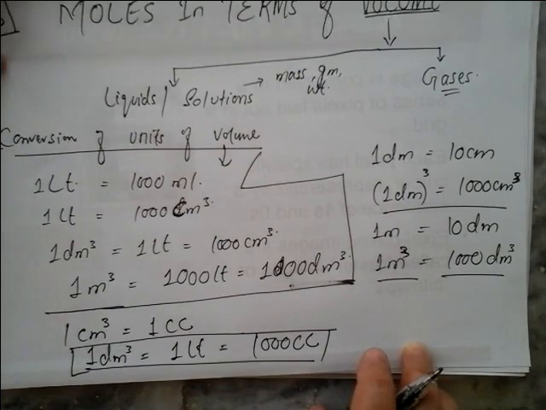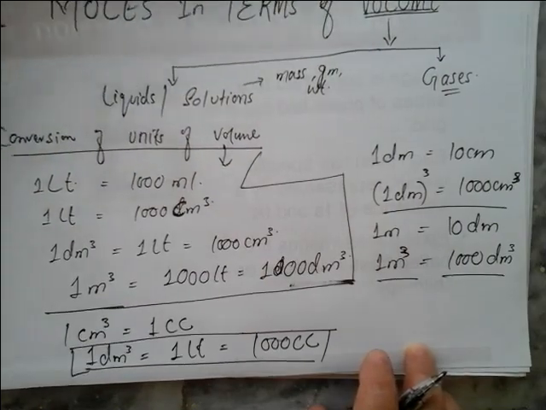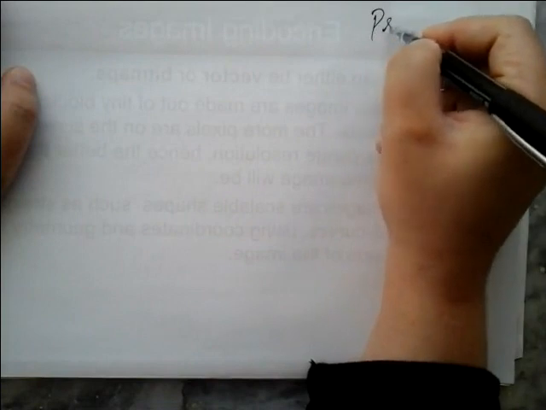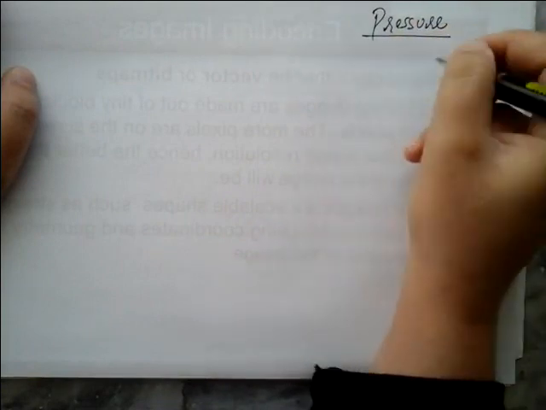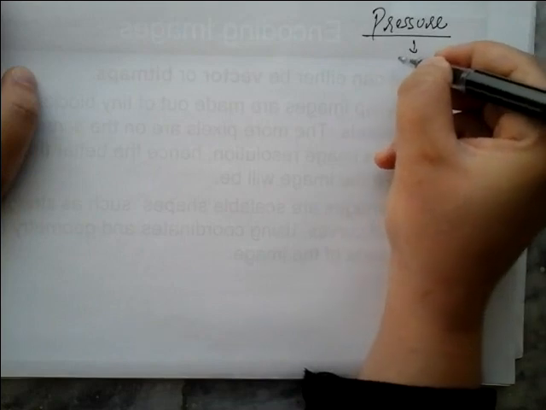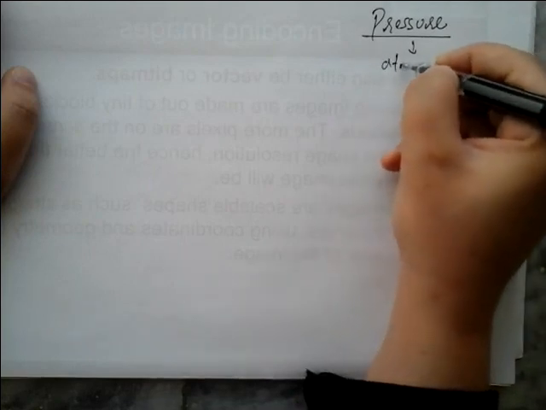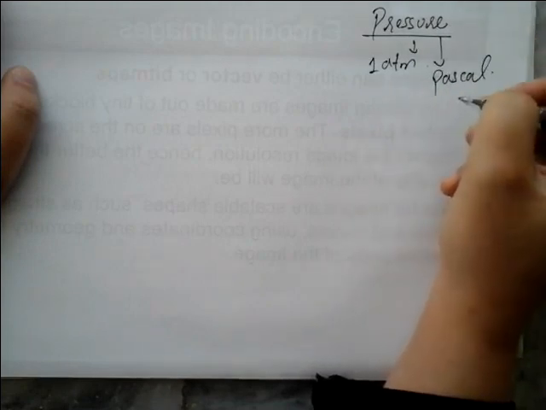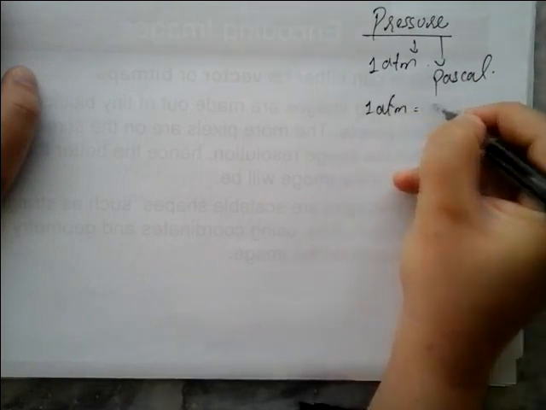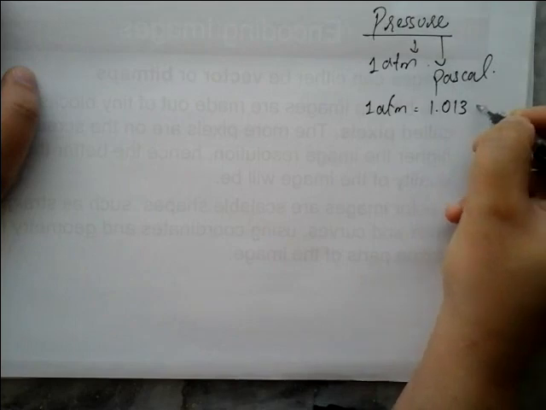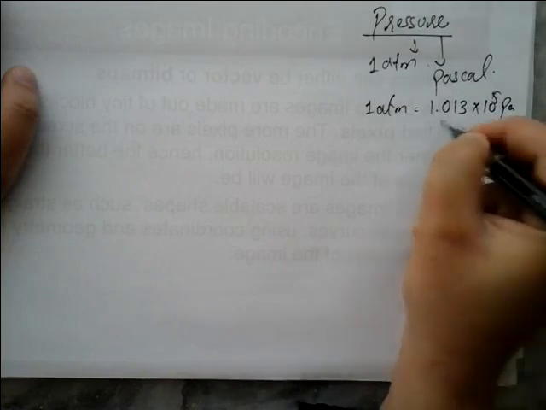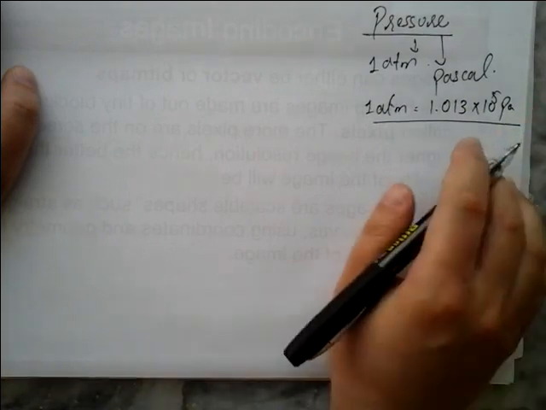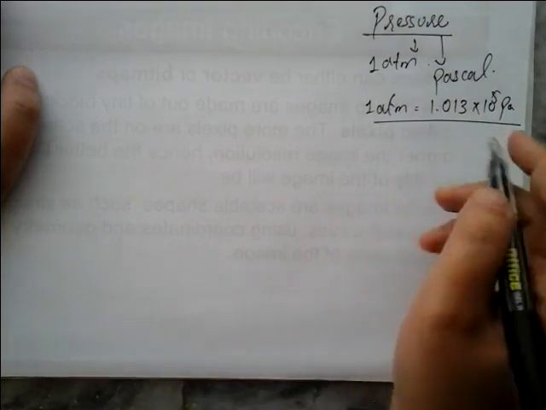Now, related to this, another unit which is usually used is pressure. We know that in chemistry, most of the time, pressure is measured in atmosphere, or sometimes Pascal is used. So 1 atmosphere is equal to 1.013 times 10 raised to power 5 Pascal. Sometimes it's also simply called 10 raised to power 5 Pascal. So this is the simplified unit of pressure.